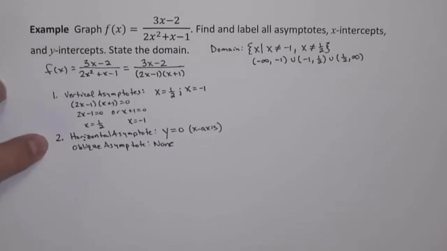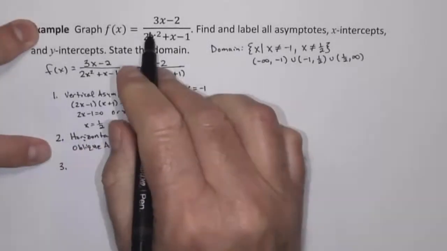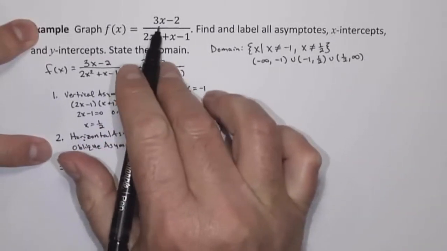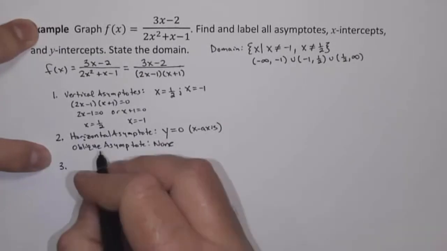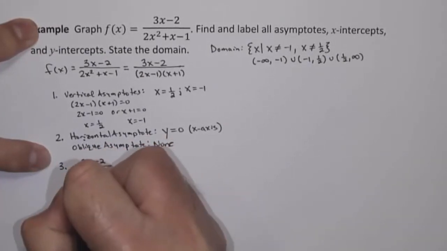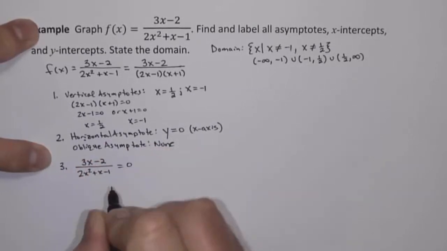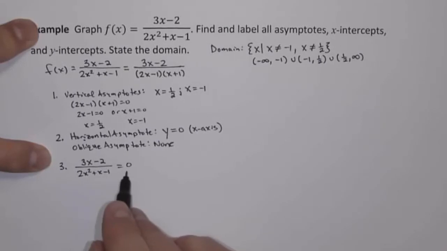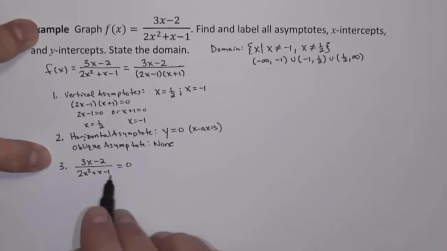Step 3, we want to find any zeros of the function. So zeros of the function, again, we can find just by taking the numerator and setting it equal to 0. And just to explain that, if I take (3x minus 2) over (2x squared plus x minus 1), and set that equal to 0 in order to find the zeros, the first thing I'm going to do is multiply both sides by the denominator.